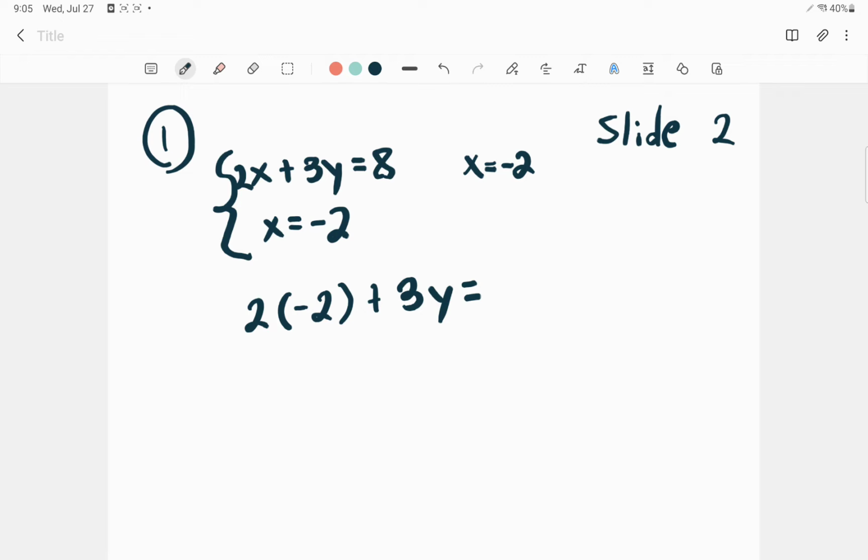I can plug x into the other one, but it's going to give me what? -2 is equal to -2. So it doesn't help me. But now, this is what we call solving by substitution. You can see something going on right here already.